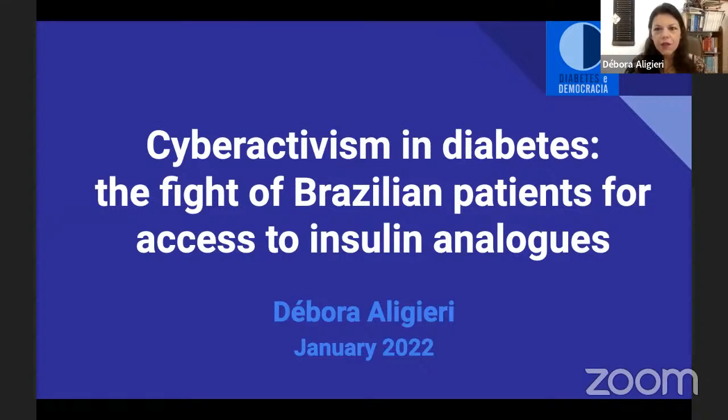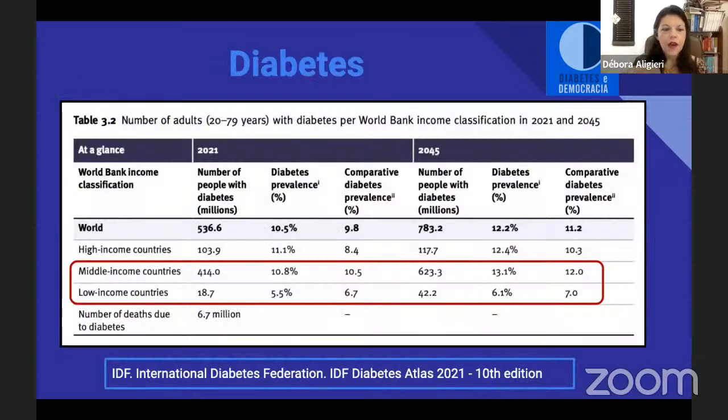Diabetes is a chronic condition that occurs when the body can't produce, or can't properly use, the hormone insulin. The International Diabetes Federation estimates that now we have almost 537 million people living with diabetes in the world. And this number is increasing, especially in middle and low income countries.